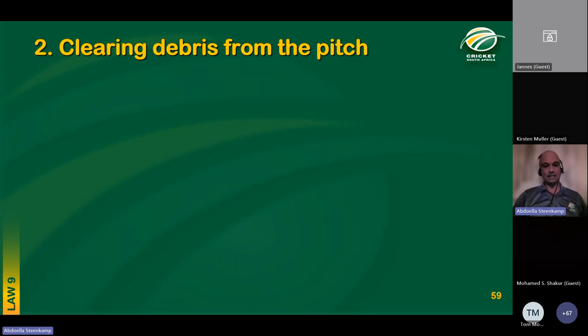Next point is clearing of debris from the pitch. What is this debris? Debris is those small stones, pebbles that on a turf wicket come loose while the batters are running, bowlers are bowling, and they get sprayed all over the pitch. The law allows for these debris or small little stones or pebbles to be cleared from the pitch.